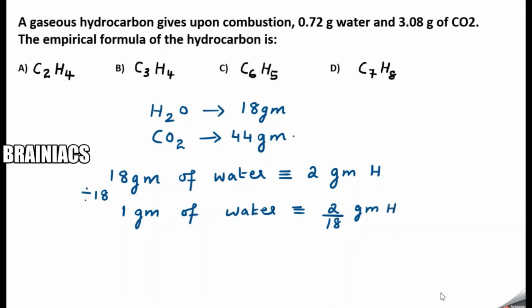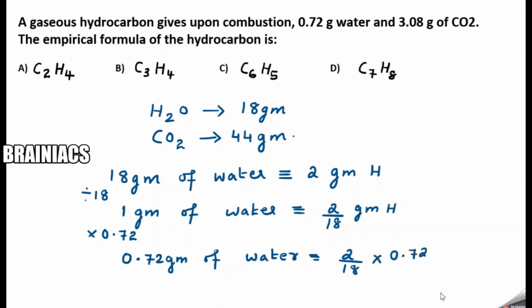Correct. On both sides we should divide. Now we need to convert this to 0.72 gram water. For that we will multiply by 0.72 on both sides. So this will become 0.72 gram of water, correct, has 2 by 18 into 0.72 gram hydrogen. Now what is this value equal to? If you divide, this value will be equal to 0.08 gram hydrogen. Now I have found out in 0.72 gram of water what is the amount of hydrogen.